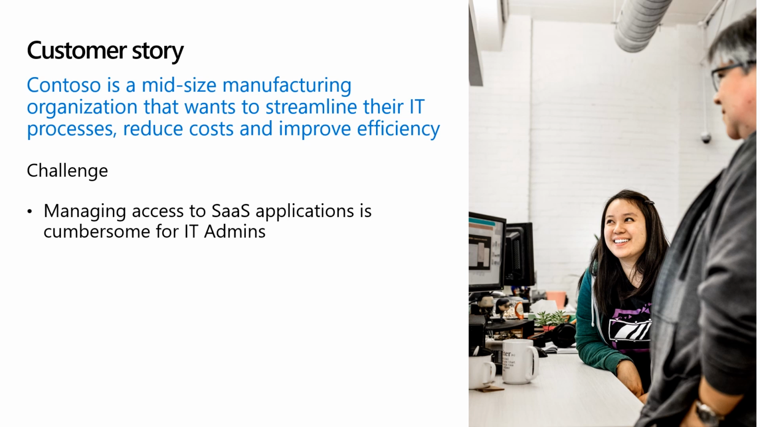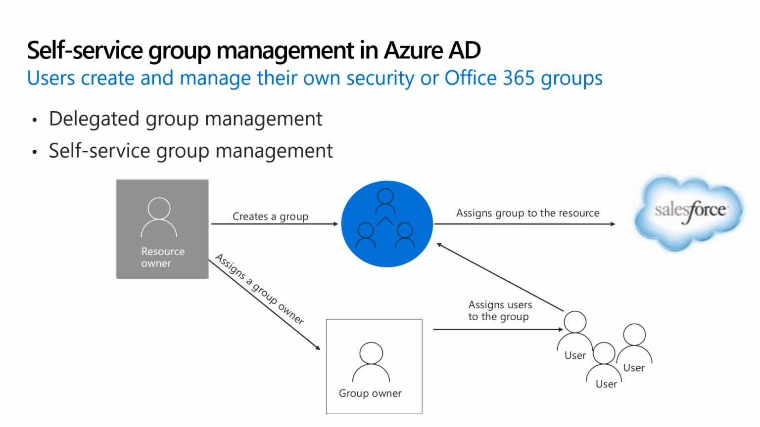Contoso's challenge with managing access to SaaS applications. Azure AD helps you give access to your organization's resources by providing access rights to a single user or to an entire Azure AD group. Using groups lets the resource owner assign a set of access permissions to all the members of the group instead of having to provide the rights one by one.